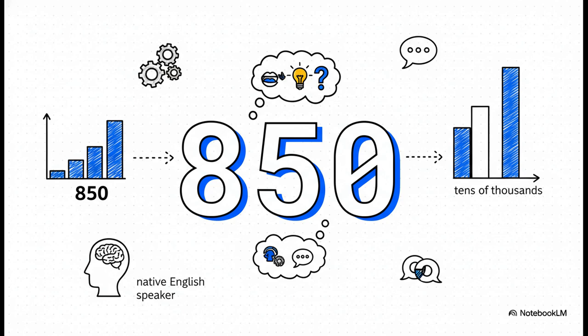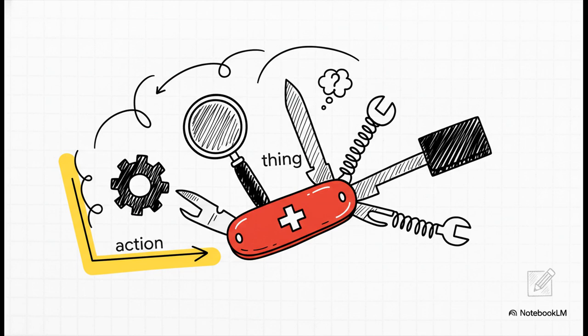Now, to put that into perspective, you, me, the average native English speaker, we know tens of thousands of words. So how on earth could you possibly say everything you need to say with only 850? Well, the secret is that every single one of those 850 words was chosen because it's a powerhouse. Think of them like the Swiss Army knives of the English language. Each one was picked specifically because it's versatile and can do a bunch of different jobs all at once.